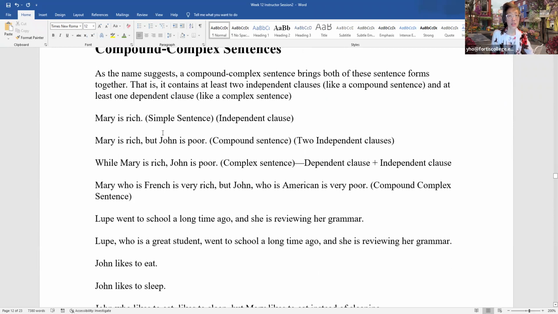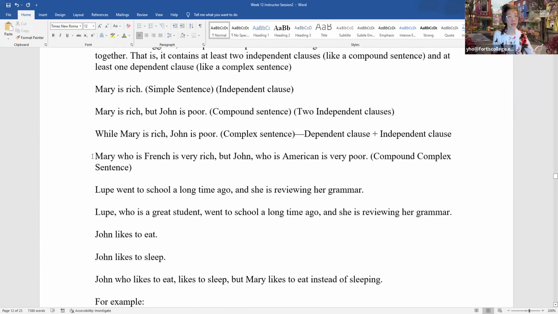Mary is rich. This is a simple sentence. John is poor. And so here if I combine, while Mary is rich, John is poor, that becomes a complex sentence. If I say Mary, who is French, is very rich, but John, who is American, is very poor, this is a compound complex sentence.